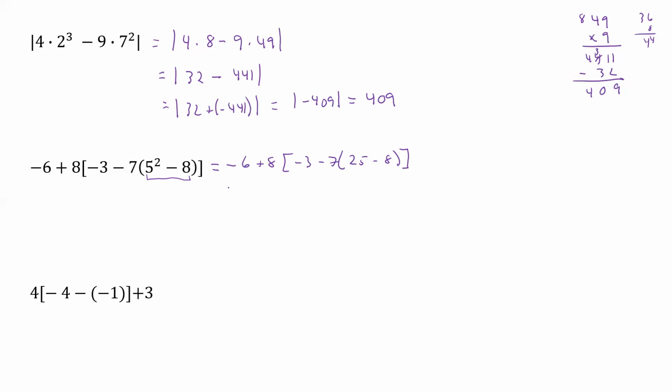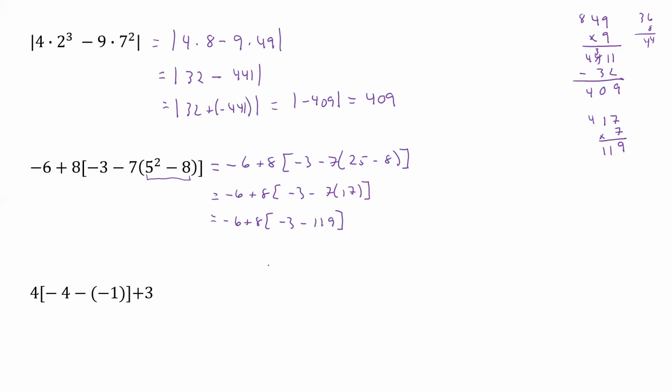And so now let's say, okay, we have negative 6 plus 8 times negative 3 minus 7 times what? Well, 25 minus 8, that's going to give me 17. And then we have our bracket. Now I have to take 17 times 7. So that's going to give me 49, that's going to give me an 11. So that's going to be minus 6 plus 8 times negative 3, and that's going to give us minus 119.